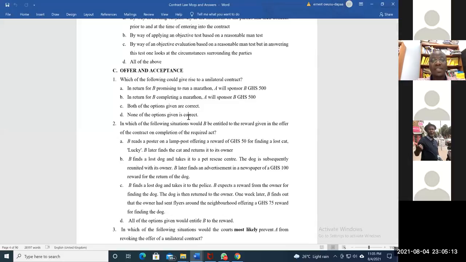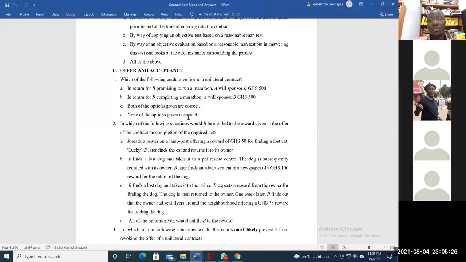A, in return for B promising to run a marathon, A will sponsor B 500 Ghana cedis. B, in return for B completing a marathon, A will sponsor B 500 Ghana cedis. C, both of the options given are correct. D, none of the options given is correct. What is the correct answer to question 1?